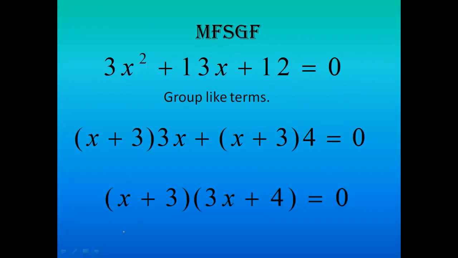The last step is then to group my two x plus 3's together. So I factor out x plus 3 from this, and that leaves a 3x plus 4. So that is my factored equation.